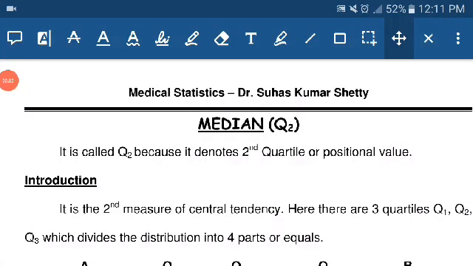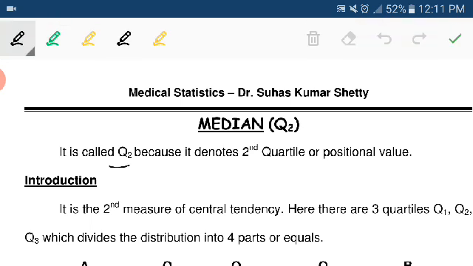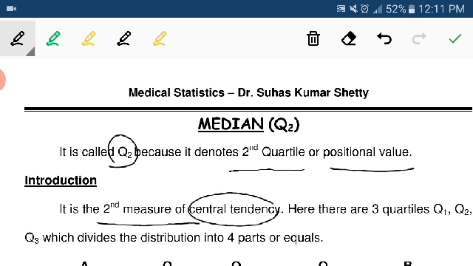Good afternoon. Today's topic is the median for medical statistics. It is also called Q2 because it denotes the second quartile, or a positional value. Introduction: it is the second measure of central tendency.